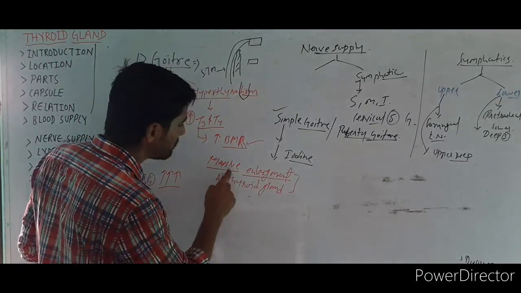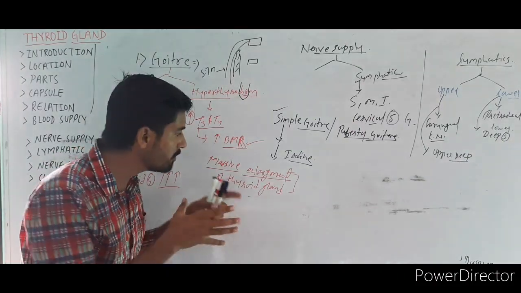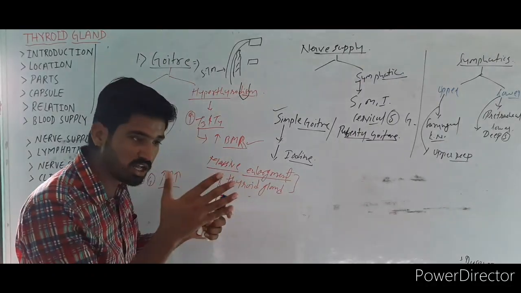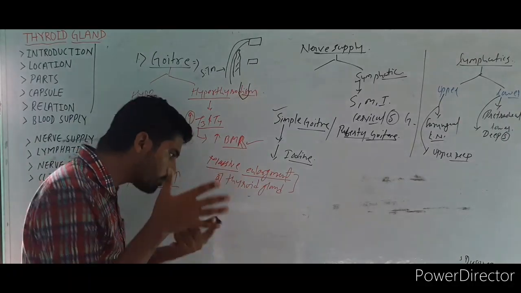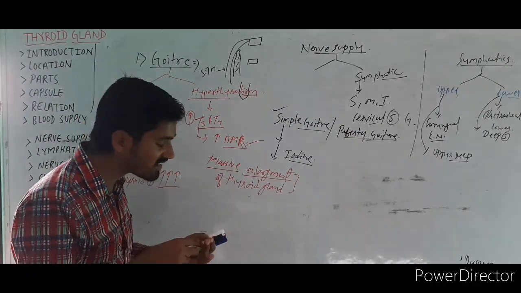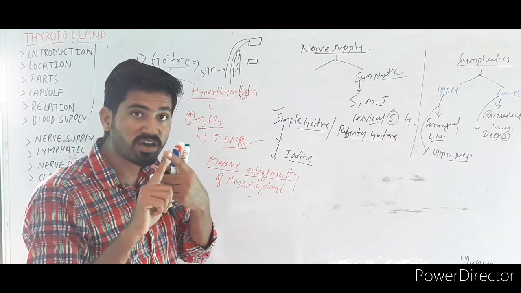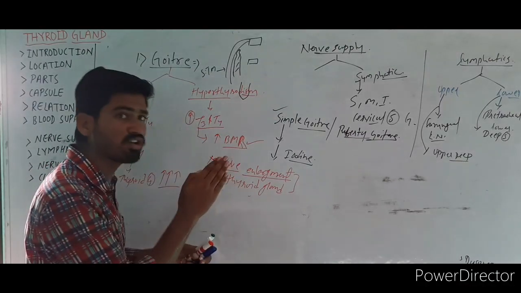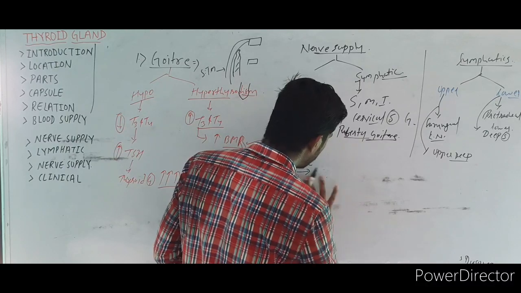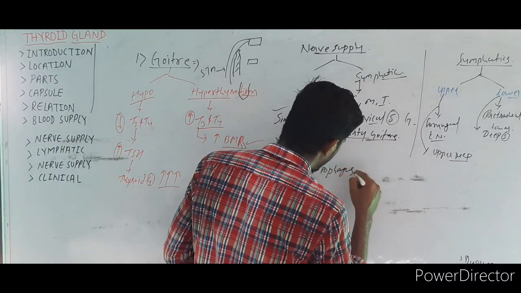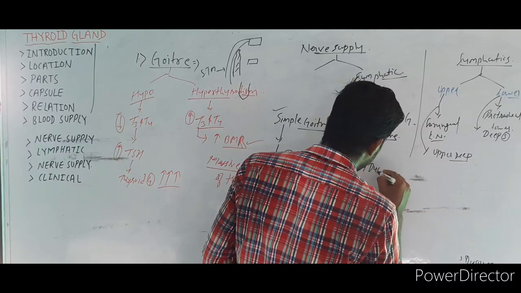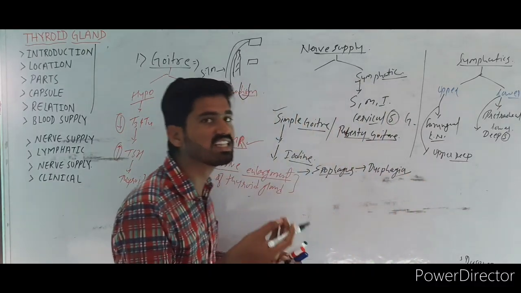So in massive enlargement of the thyroid gland, what will happen? Already I told you the capsule at the posterior border is very thin, so it will enlarge posteriorly, meaning medially, right? What structures are present medially? Two tubes, the esophagus and the trachea. So it will give pressure on the esophagus and the trachea. When it gives pressure on the esophagus, the patient cannot eat. That condition is called dysphagia, difficulty in swallowing.